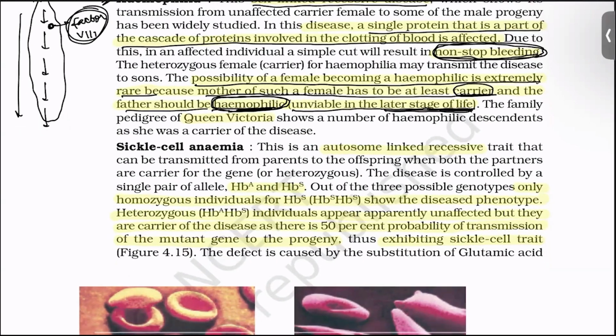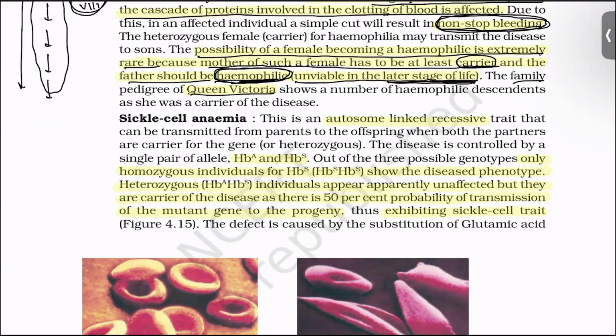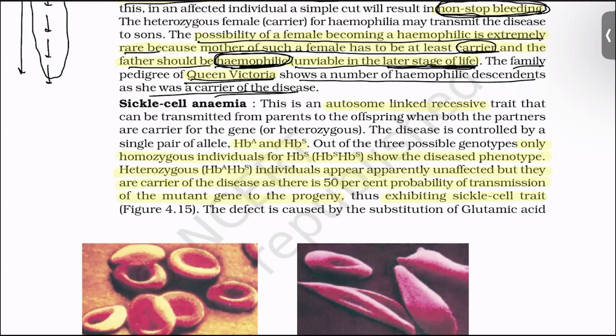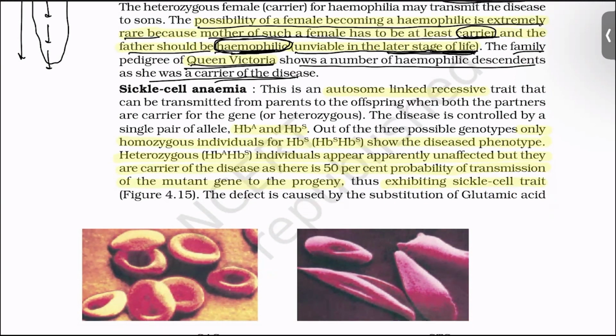The family pedigree of Queen Victoria shows a number of hemophilic descendants, and that's how we discovered the disease hemophilia also. So this is a part of history. You can search it on Google and read more about how the study of Queen Victoria's family pedigree helped us in discovering the disease of hemophilia.